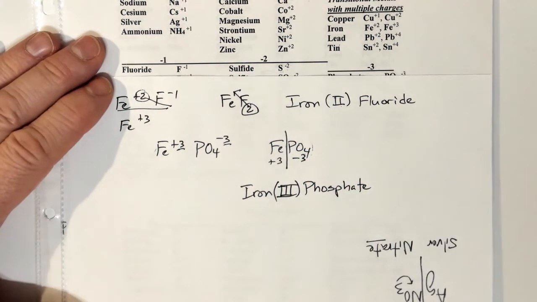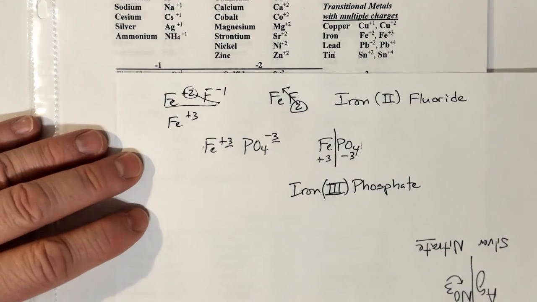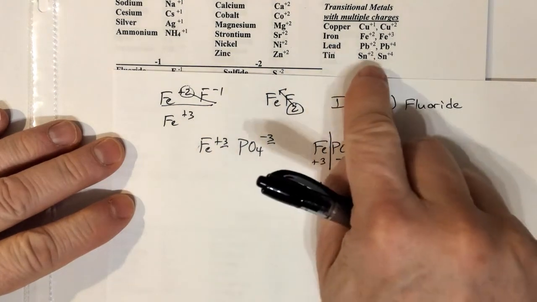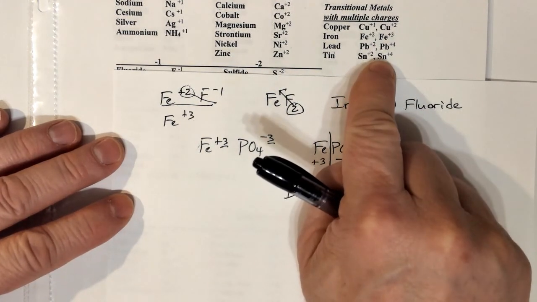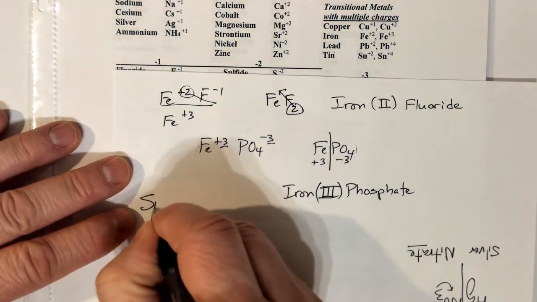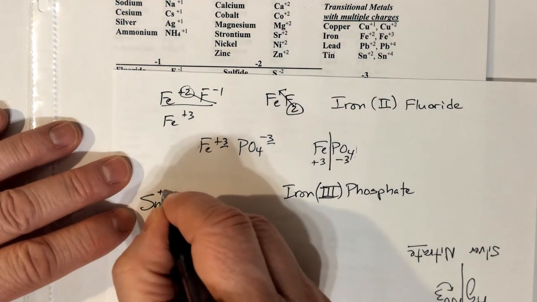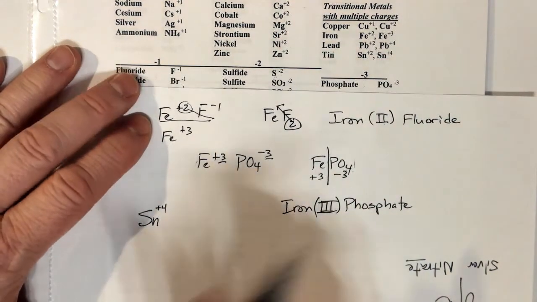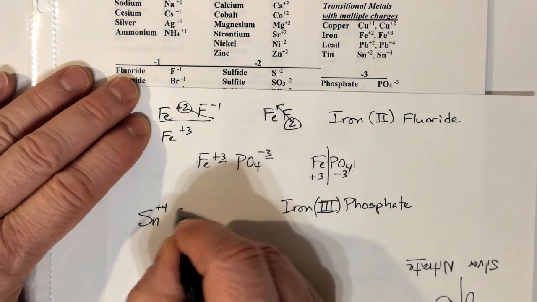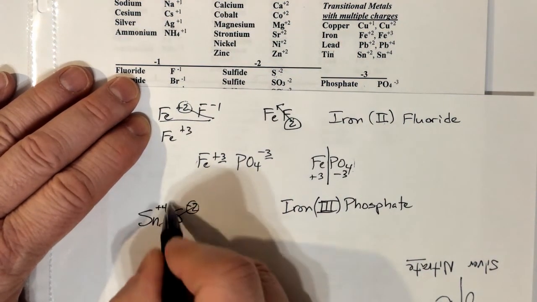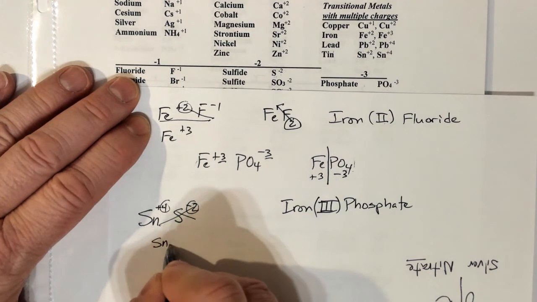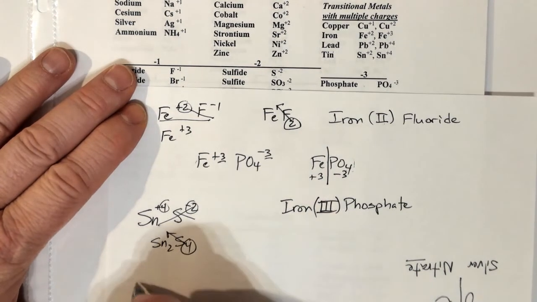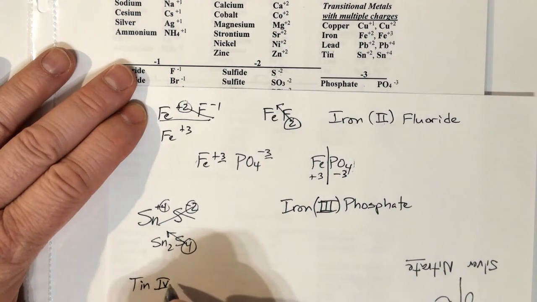Okay? Let me do another one just to make sure you understand a little bit better. Let's go with tin, and let's use the +4. So let's say I have Sn +4, and I've got, let's go with sulfide. So we've got sulfide -2. So we crisscross, and we got Sn2S4. Well, a reverse would work. But remember, we know, so this is going to be tin(IV) sulfide.